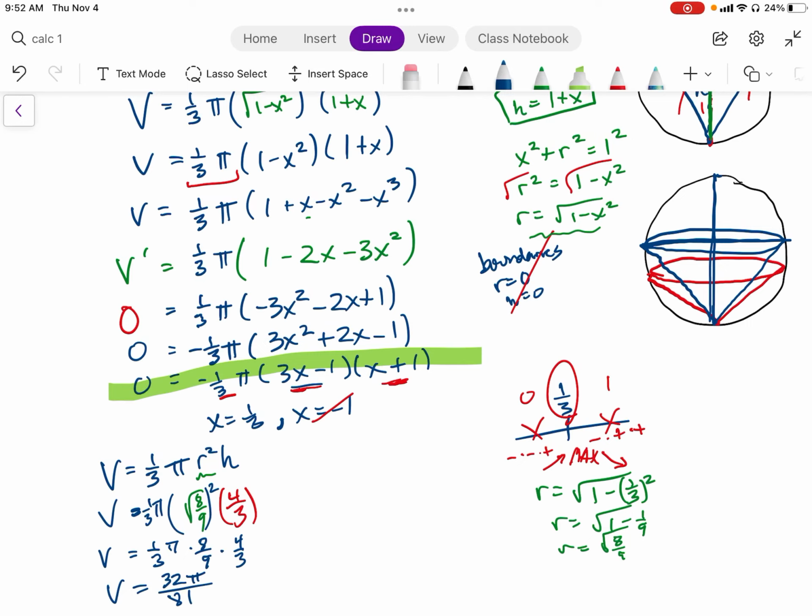And what units are we in? Well, it doesn't give me any unit, right? But we are volume, so whatever that unit is, cubed. Awesome. That's a pretty lengthy problem, classical type of optimization problem. Hope that helps you out.